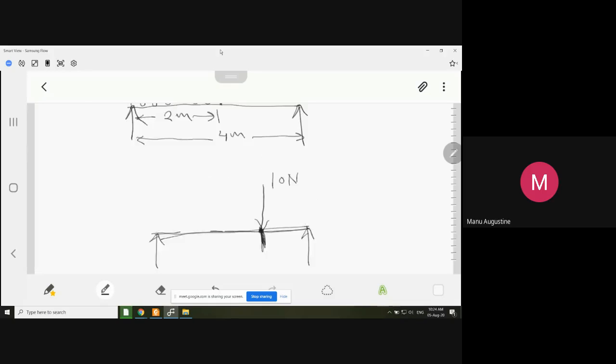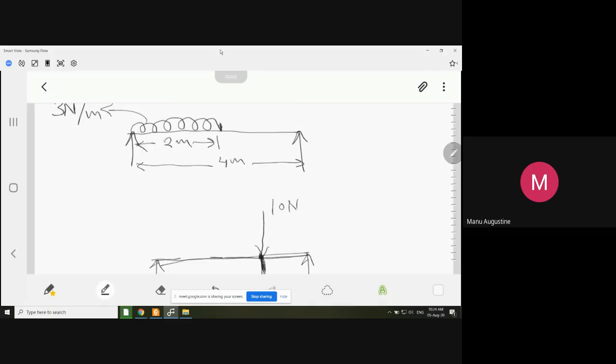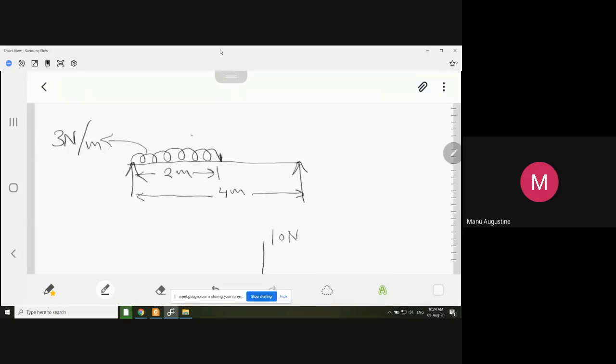Now the question is, if somebody asks you to convert a given UDL into a point load, then you have to do two things. The first thing is, find out what will be the equivalent point load of the UDL.